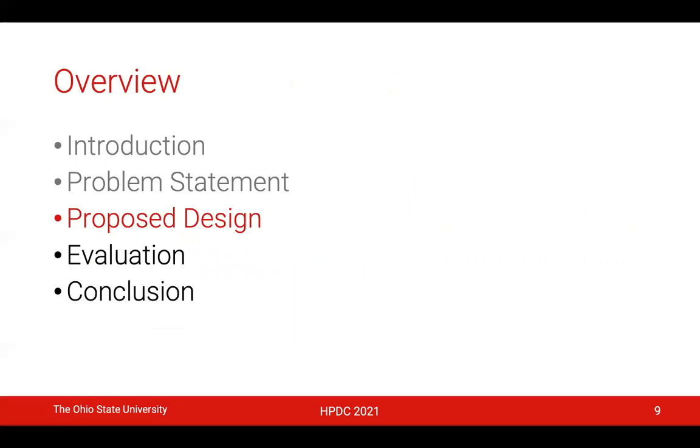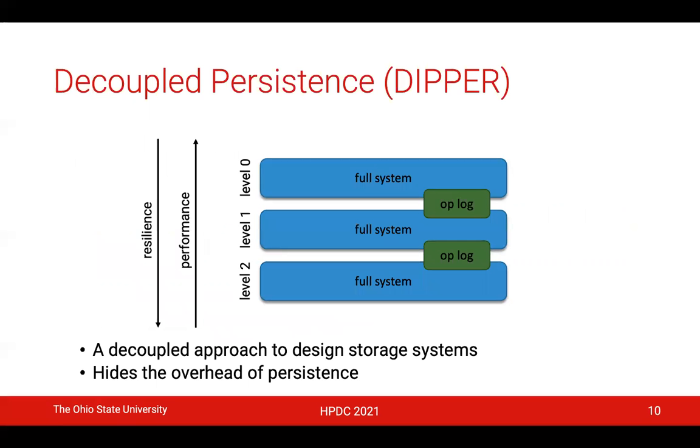Moving on to the proposed design. In this work, we proposed Dipper, a new decoupled multi-level approach to implement fast crash-consistent storage systems. Here we can see an overview of the approach with 3 levels. As we go down the levels, the performance decreases, but resilience increases. The primary difference between Dipper and prior decoupled approaches is twofold. First, each level contains a full copy of the system, so there is no caching. And second, levels only communicate through shared operation logs.